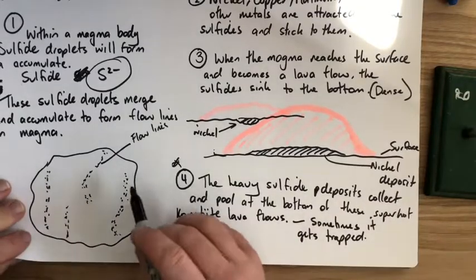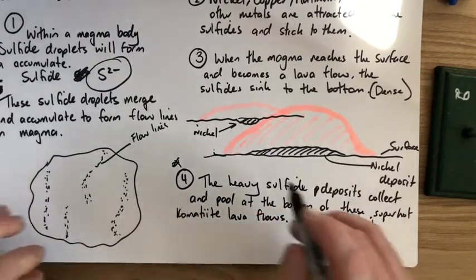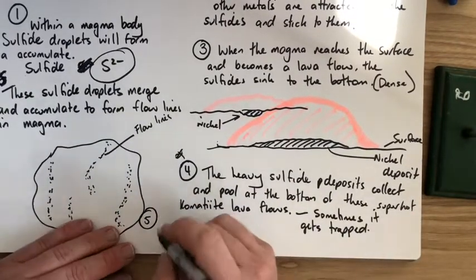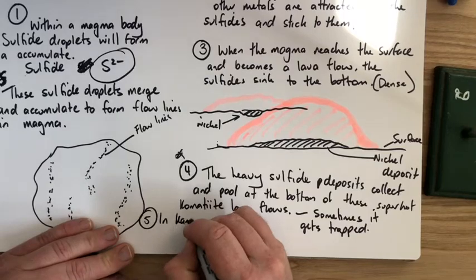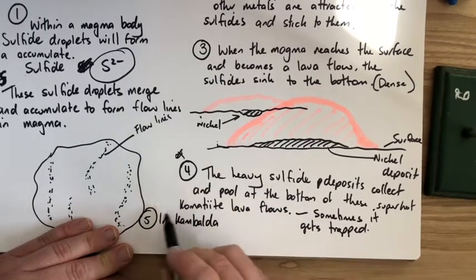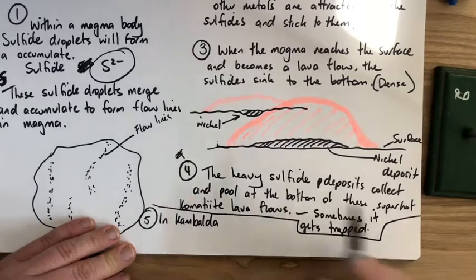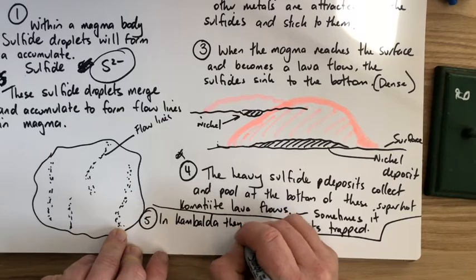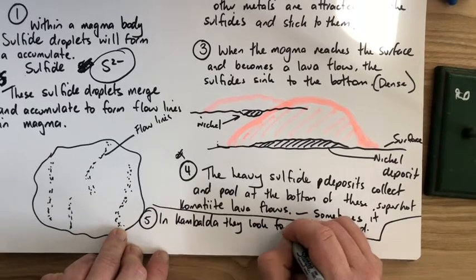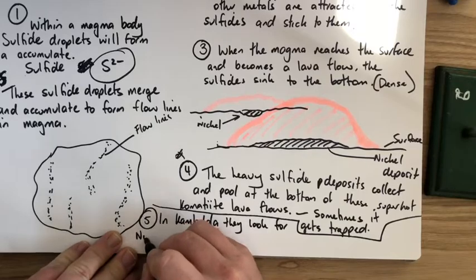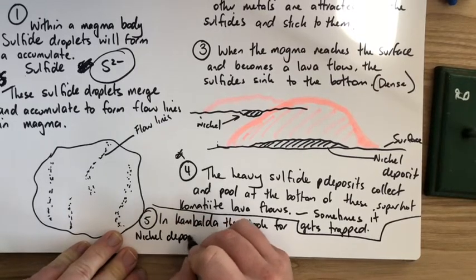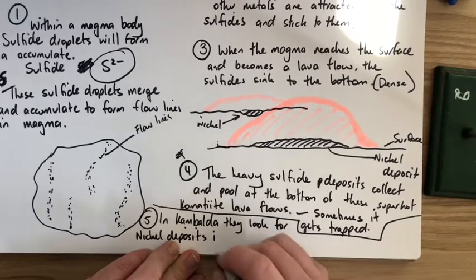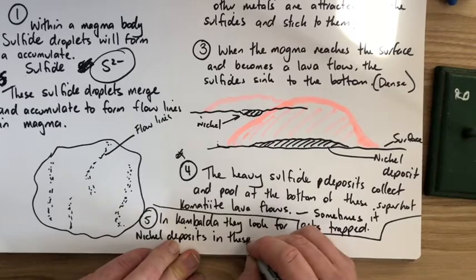Do I have room for 5 down here? Let's write this down here. Let's do 5 rather than waste another piece of paper. So in Kambalda, so if this is a little bit messy, geologists look for nickel deposits in these channels.